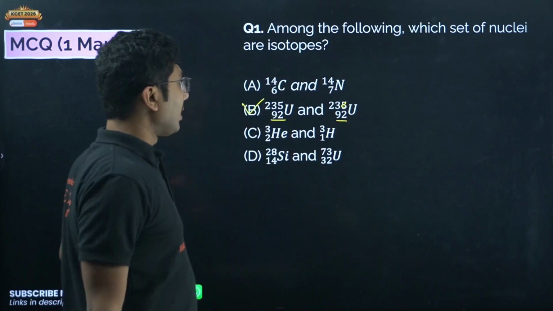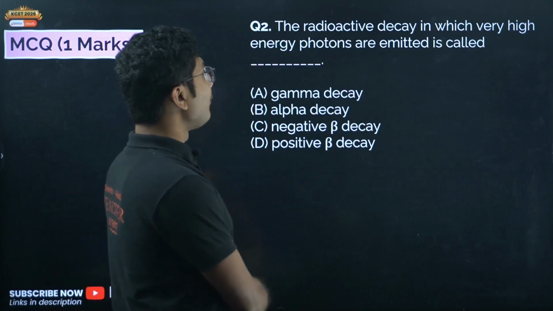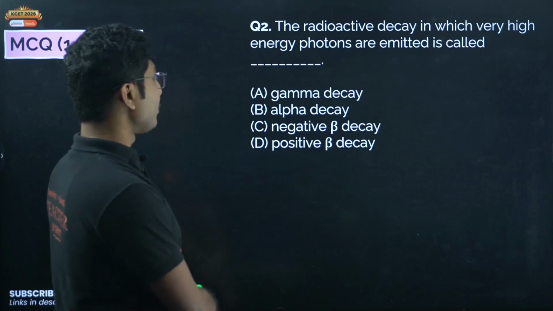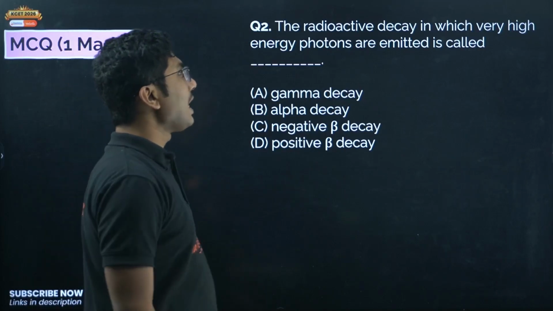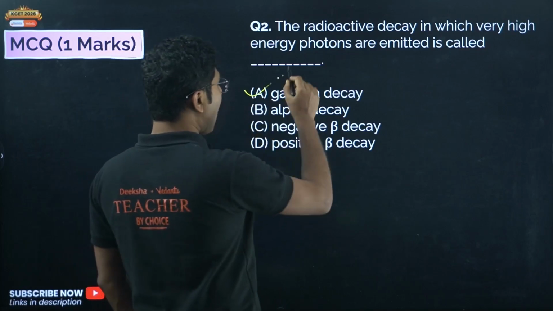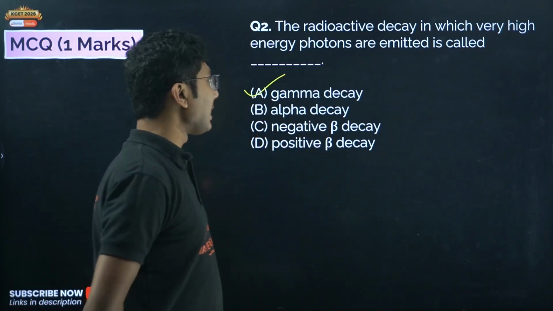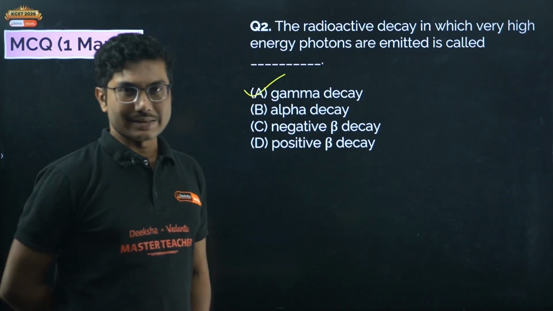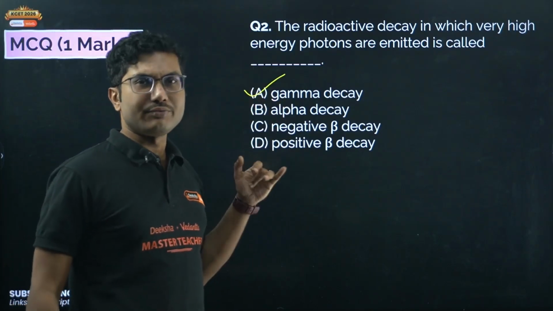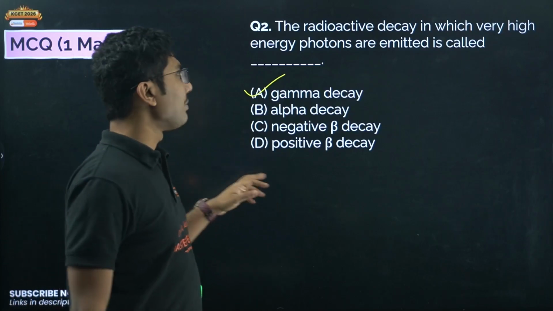Next, the radioactive decay in which very high energy photons are emitted is called gamma decay. Alpha decay and beta decay do not emit high energy photons, they are basically fast moving particles. Photon means only gamma decay, where gamma rays are emitted.